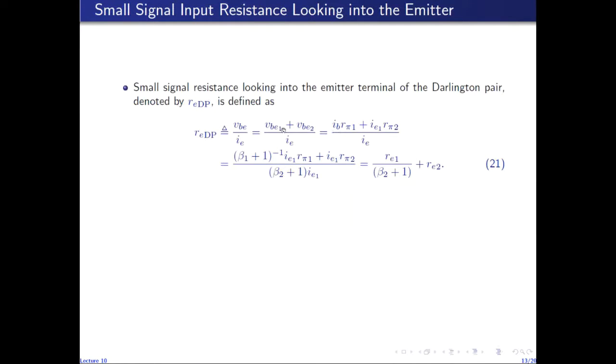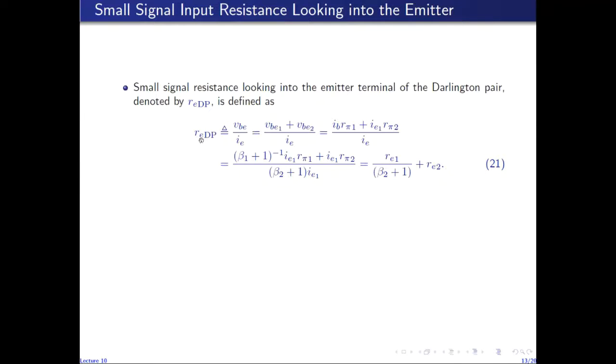IB1 R pi 1 is VBE1, IE1 R pi 2 is VBE2. IB or IB1 is equal to IE1 over beta 1 plus 1. And IE, which is the emitter current of the second transistor, is beta 2 plus 1 times IB2, which is equal to IE1. So I can cancel IE1, and this is what I'll be left with. So beta 1 plus 1, R pi 1 over beta 1 plus 1 is small re1.